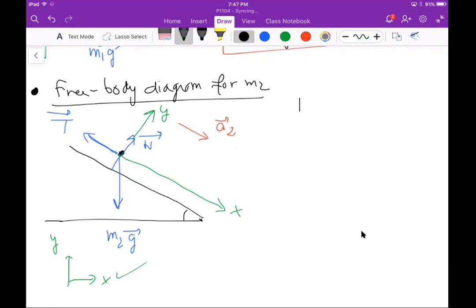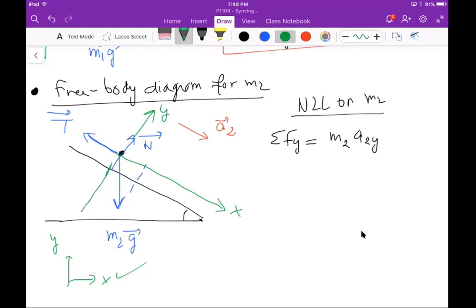So let's apply Newton's second law on the mass M2. What will we end up with? Let's start with this. First of all, the sum of the forces on the y-axis is equal to M2 A2y. Okay, what do we have here? So let's actually make the projection of this M2g along the x-axis and along the y-axis. So this is along the x-axis, and along the y-axis, it is like that.